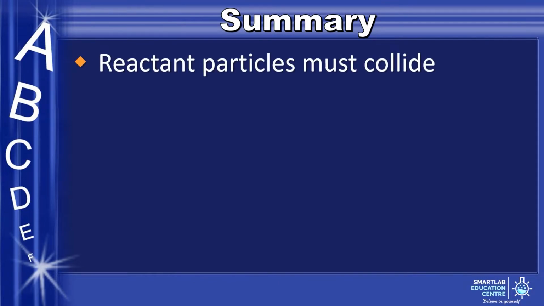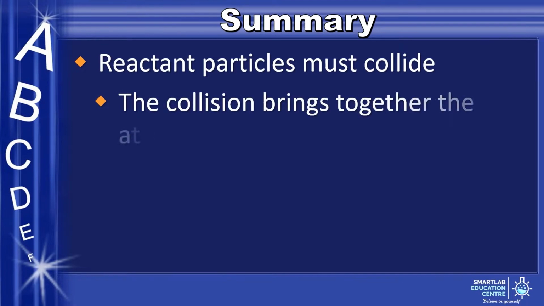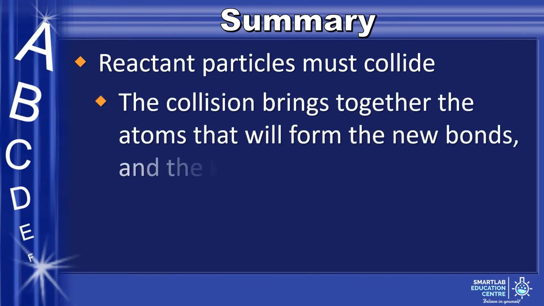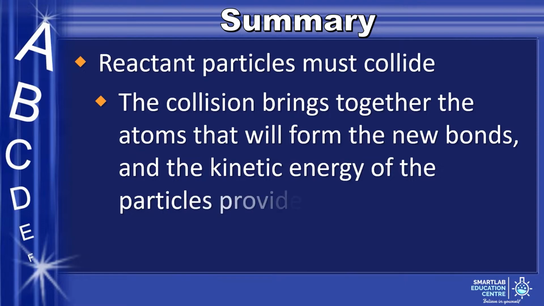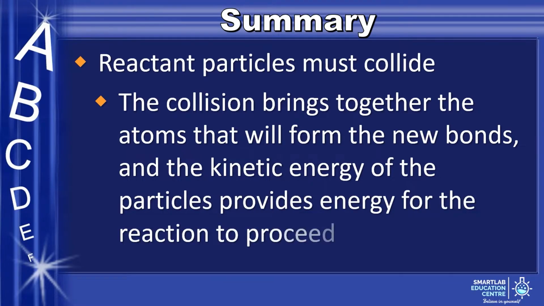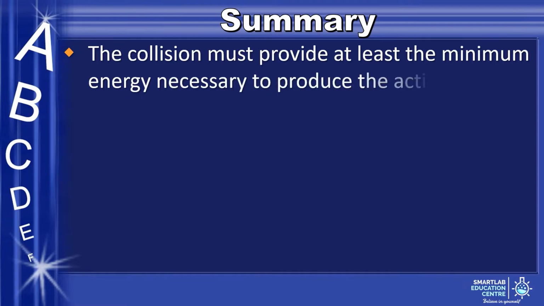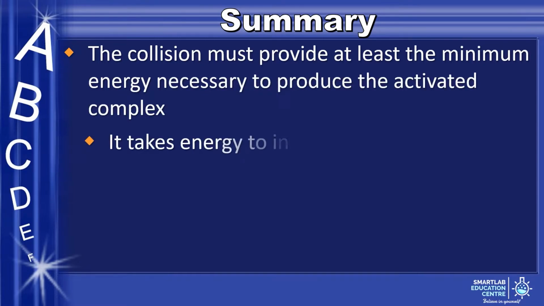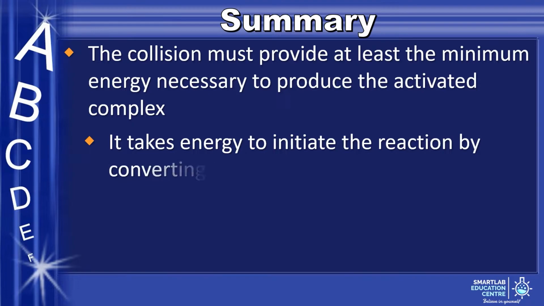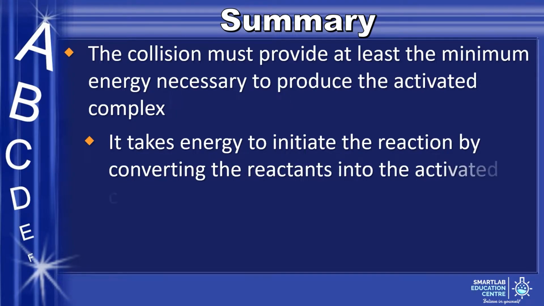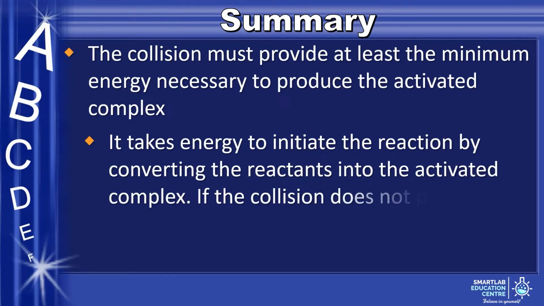In summary, for a reaction to occur, reactant particles must collide, and the collision brings together the atoms that will form the new bonds. And the kinetic energy of the particles provides energy for the reaction to proceed. The collision must provide at least the minimum energy necessary to produce the activated complex, and it takes energy to initiate the reaction by converting the reactants into the activated complex. If the collision does not provide this energy, products cannot form.